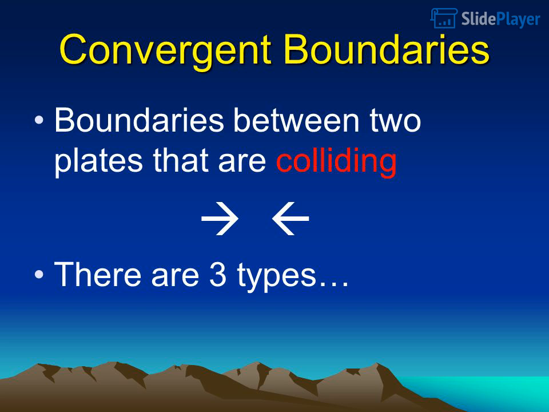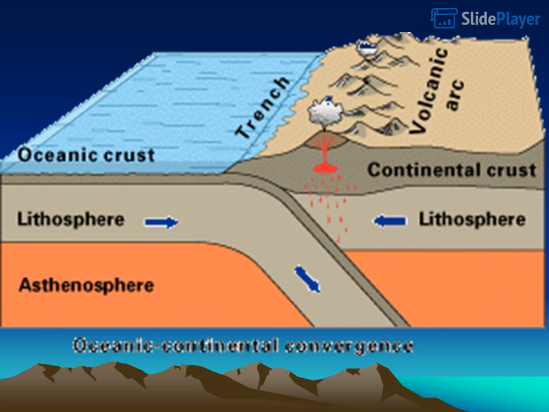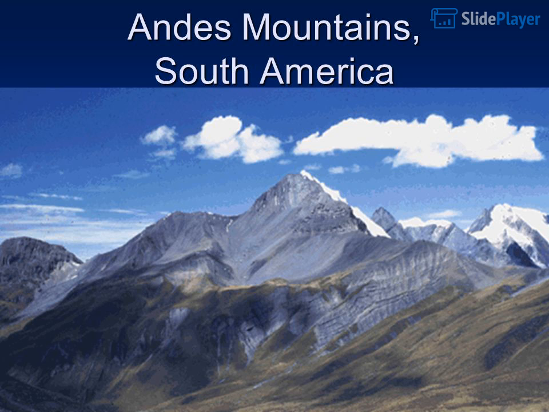Convergent boundaries. Boundaries between two plates that are colliding. There are three types. Type 1, an ocean plate colliding with a less dense continental plate. Subduction zone, where the more dense plate slides under the less dense plate. Volcanoes occur at subduction zones. Example: Andes Mountains, South America.